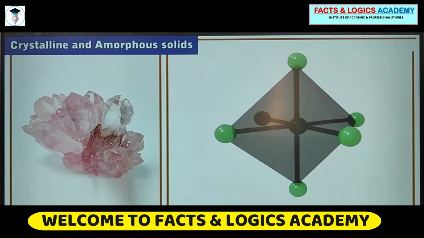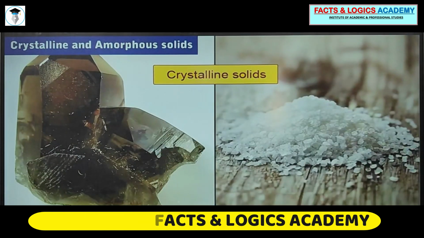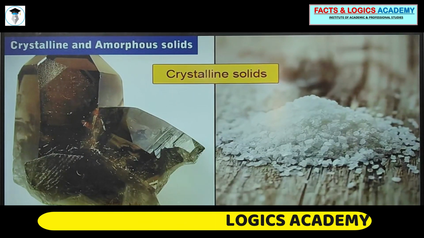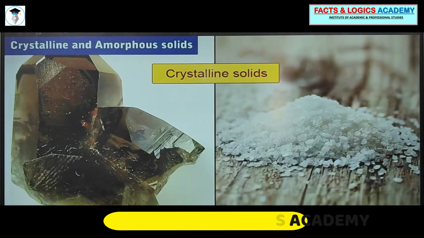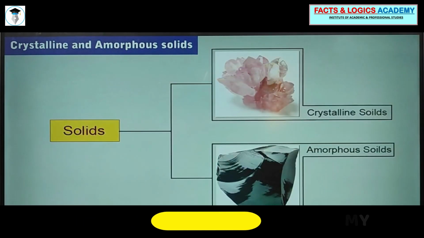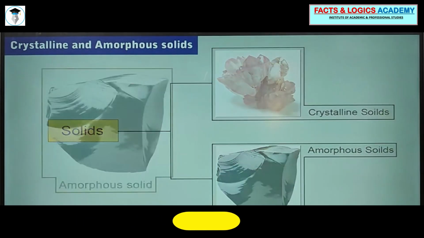Thus, a crystal is defined as a solid figure that has a definite geometrical shape with flat faces and sharp edges. Quartz and sodium chloride are examples of crystalline solids. Let us now study about amorphous solids.